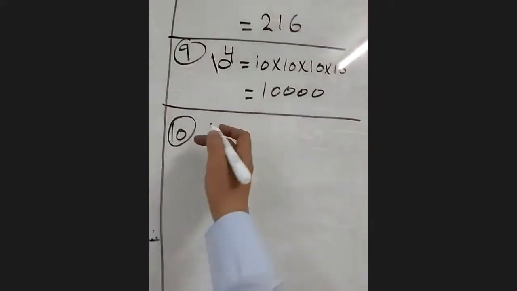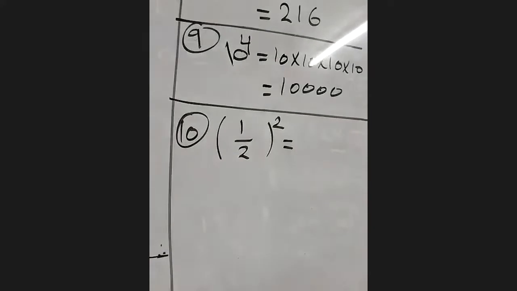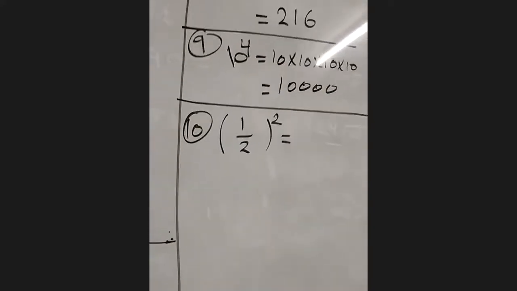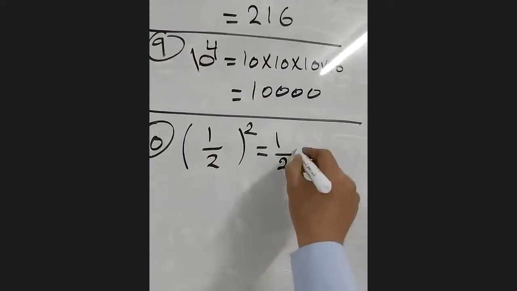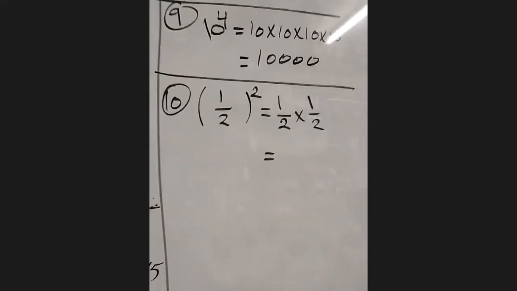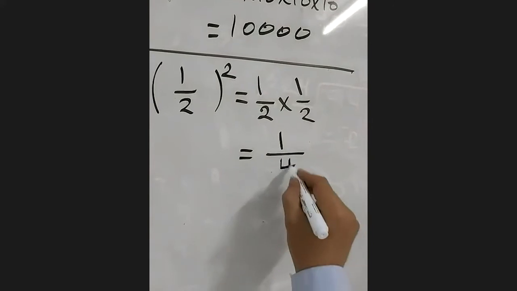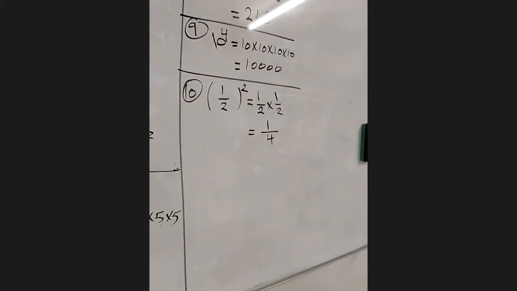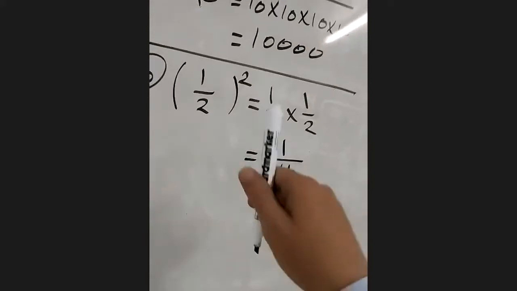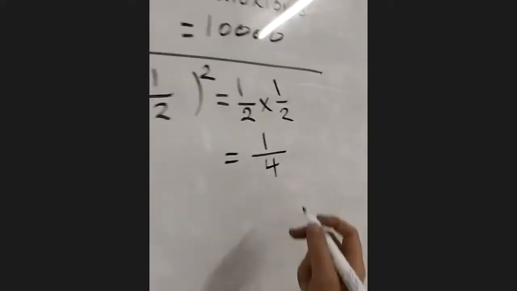We have 1 over 2 to the power of 2. 1 over 2 multiply 1 over 2, 2 times. Then 1 multiply 1 is 1, over 4. Thank you. So the answer is 1 over 4. Half multiply half is a quarter. 1 over 2 multiply 1 over 2 is 1 over 4. This is question 10, guys.